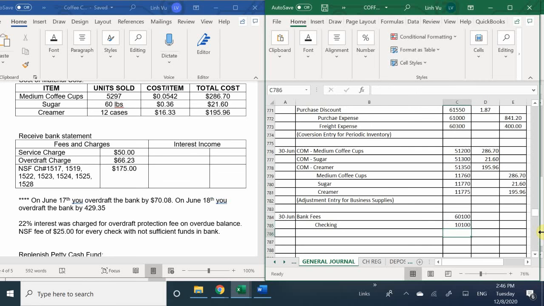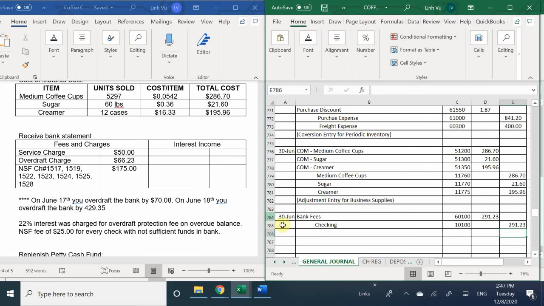So 10100. I'm going to go ahead and do my auto sum here. So 50 plus 66.23 plus 175 is 291 and 23 cents, and that amount is going to come out of our checking account. Now, that's a lot of money that you owe the bank on top of what you already owe the bank. So that's not a good sign. Okay, so now we have that.